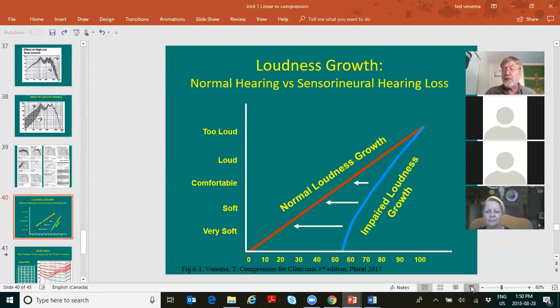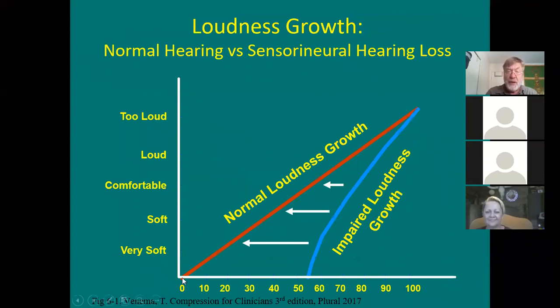Okay, watch. My inputs all the way up to 100 dB. How loud are they perceived? This is perception, this is physics. So here's a normal hearing person. 10 or 20 dB is heard as very soft. 30 to 40 is heard as soft. 50 or 60 is heard as comfortable. 70 or 80 is heard as loud, and 100 is heard as too loud.